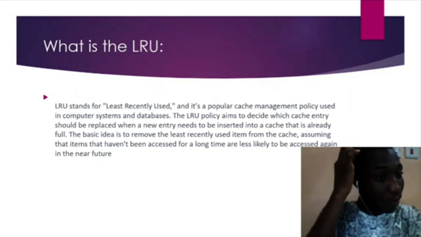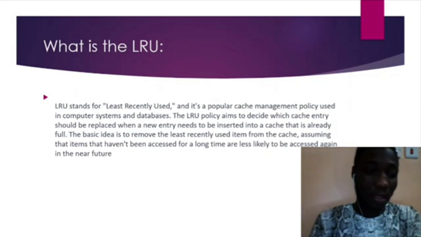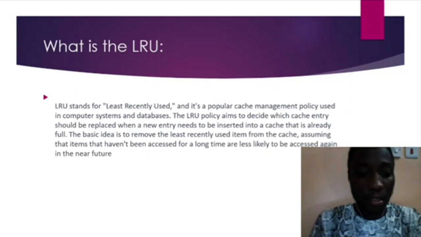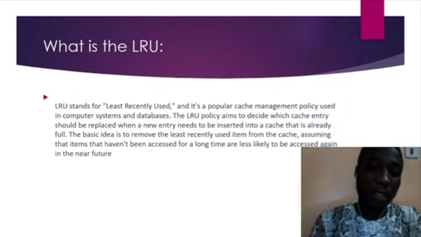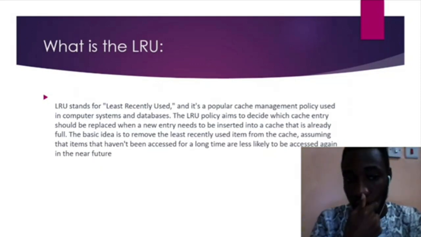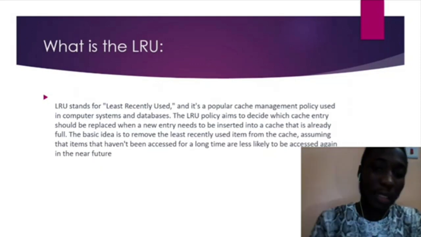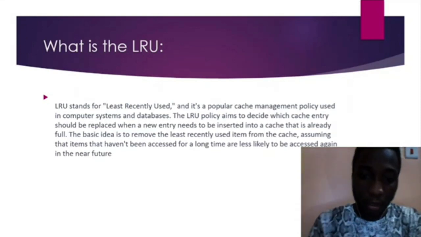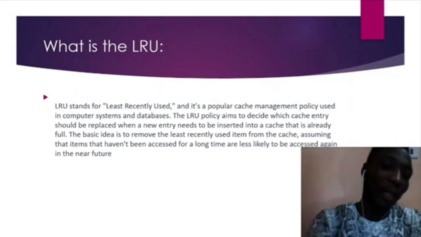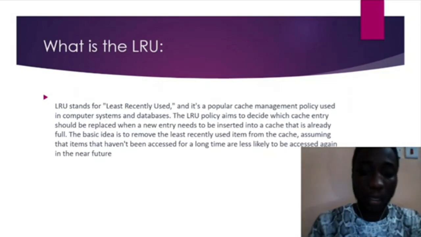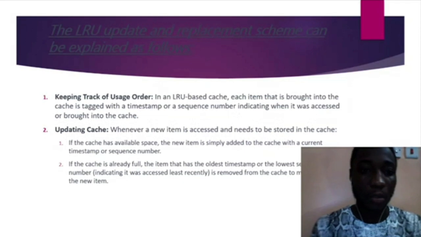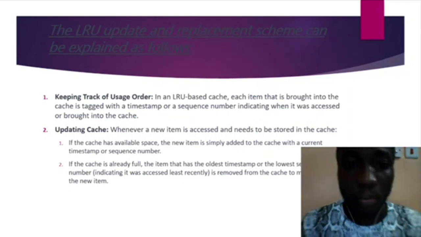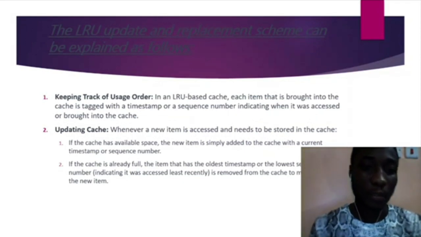So it's just saying that the least recently used items that are in the storage space are going to be replaced with the new ones, so it keeps on going like that in that cycle. The new ones are in front, the old ones are at the back, the new one replaces the old one, and the cycle continues like that. So the LRU update and replacement scheme can be explained as follows.